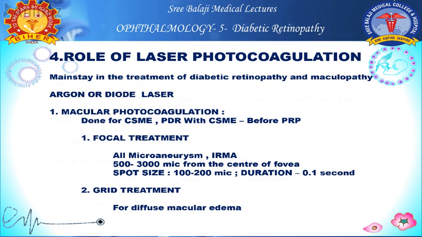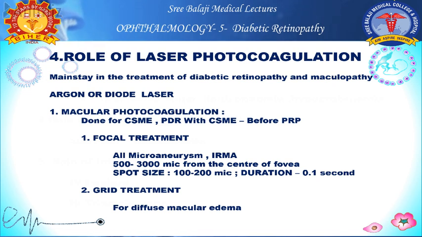Role of laser photocoagulation. This is the mainstay in the treatment of diabetic retinopathy and maculopathy. The laser that is used here is argon or diode laser. First is macular photocoagulation. This is done for CSME, that is clinically significant macular edema, and PDR with CSME. We do this before doing a pan-retinal photocoagulation, because once we do pan-retinal photocoagulation, a patient with CSME can progress with further macular edema.